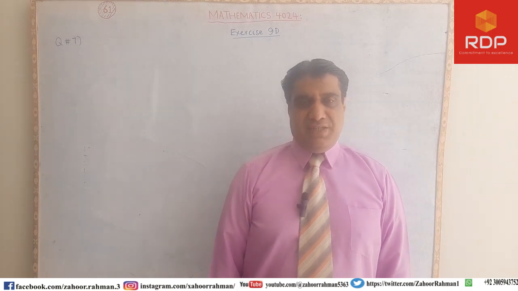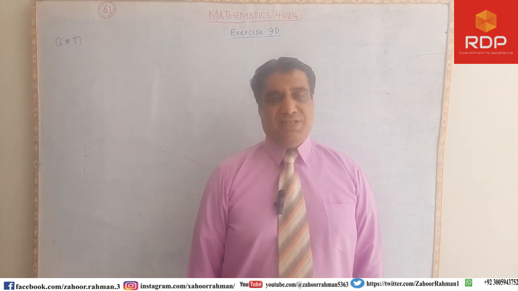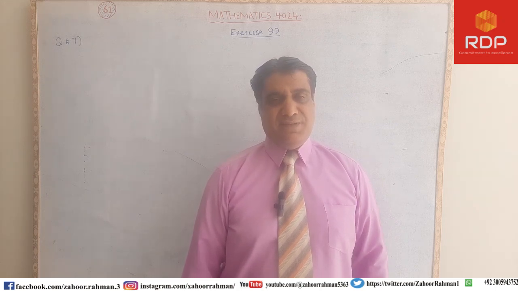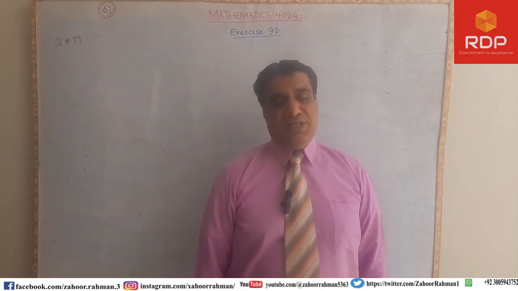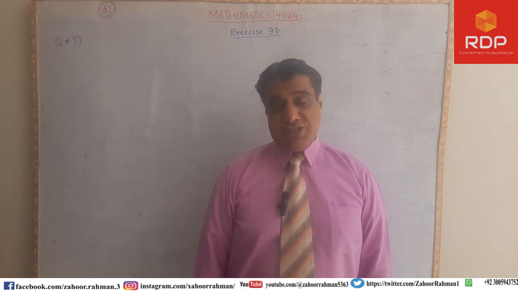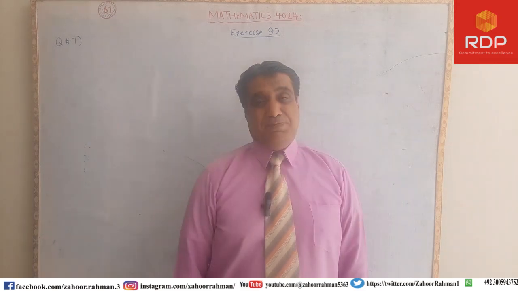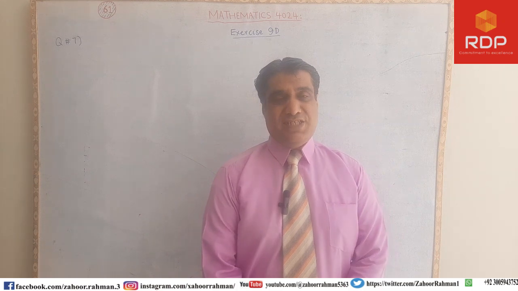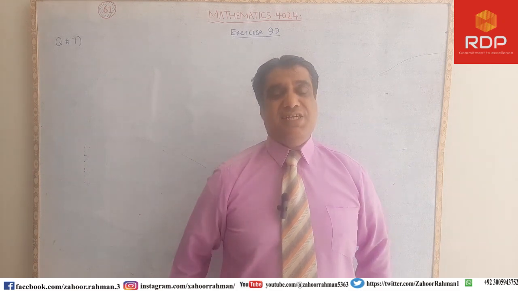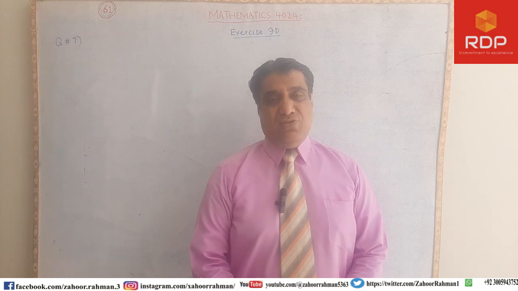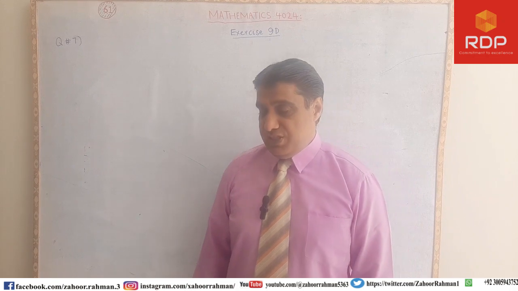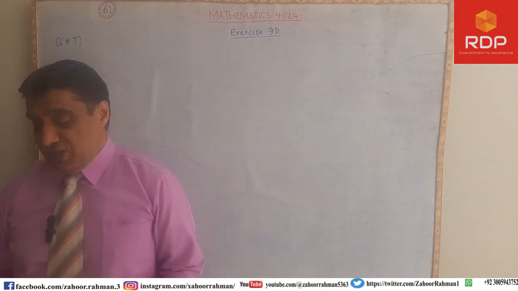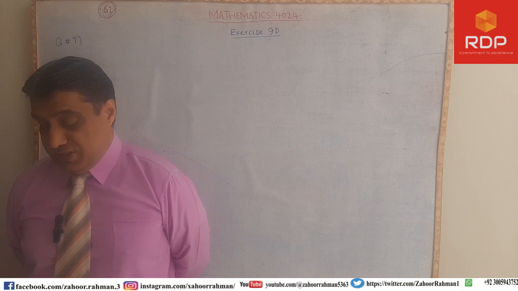We started in the last lecture exercise 9D, which is the last exercise of this unit, and we were talking about the speed. You know, speed is equal to distance per unit time. We did 6 questions, and today we are going to do question number 7, which is of intermediate level. So let us understand first the question.